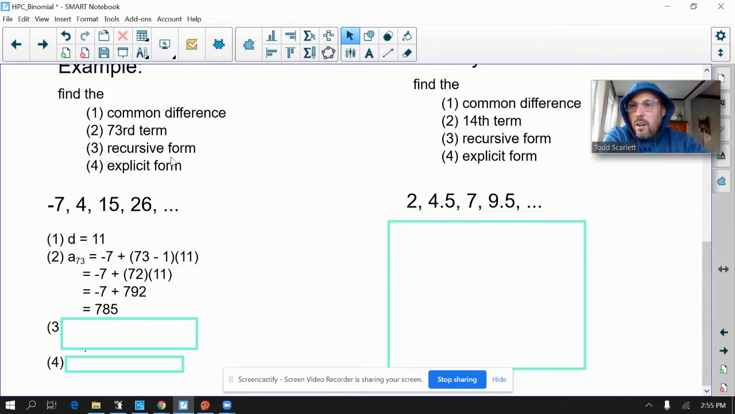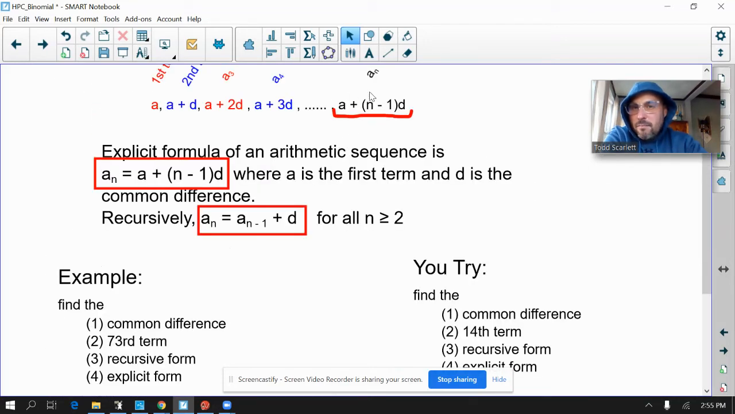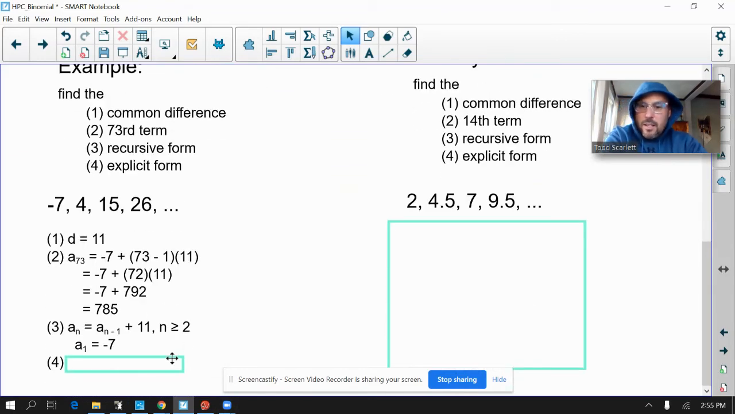The recursive form, well, it's always the nth term is just the previous term plus 11. And that's true for all n values greater than or equal to 2. But then you also have to include the first term. You have to kick it off. And the first term is negative 7. Explicit form, well, the explicit form is the nth term without the recursive form. So it's just negative 7 plus n minus 1 times 11.